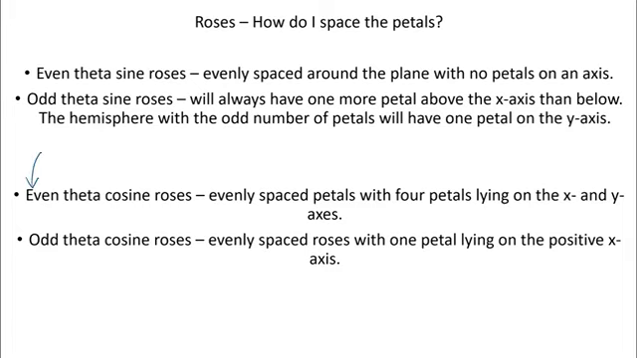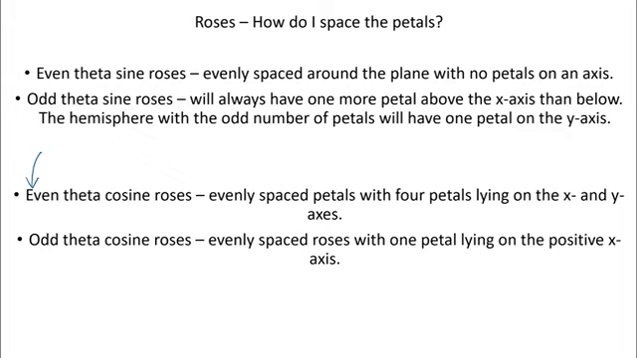Now let's talk about even theta cosine roses. So this would be like cosine 2 theta, cosine 4 theta, cosine 6 theta, and so on. Those petals have to be evenly spaced around the graph, but the first 4 petals we're going to graph will be lying on the positive x and y axes and the negative x and y axes. So the first 4 petals that we're going to graph will be 1 on the positive x-axis, 1 on the positive y-axis, 1 on the negative x-axis, and 1 on the negative y-axis. And then the remaining petals have to be evenly dispersed between those 4 petals.